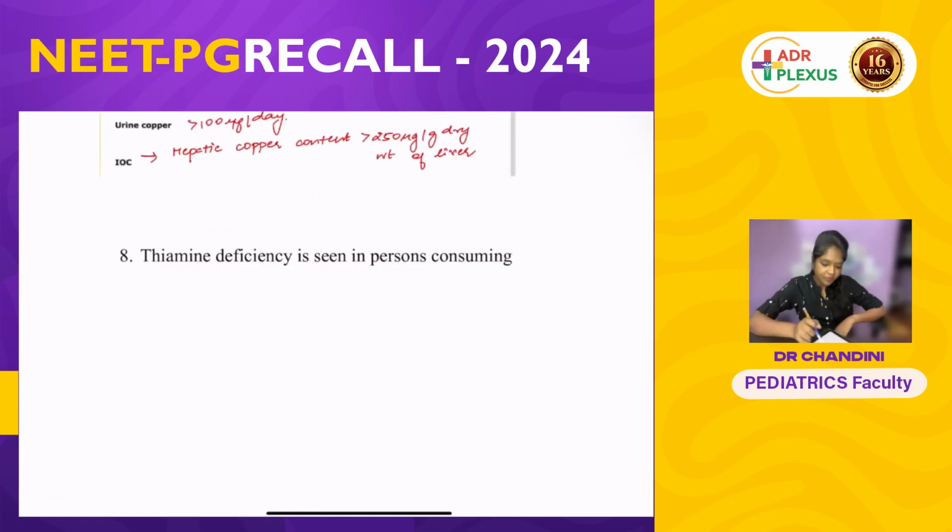Another question. Thiamine deficiency is seen in persons consuming dash. Students told me they gave a plate of food items, then gave options A, B, C, D and asked which food item can cause thiamine deficiency. Thiamine deficiency is exclusively seen in patients taking polished rice. So those who are taking polished rice will present with thiamine deficiency. If rice was there in the option, that becomes the answer. So, polished rice consumption.